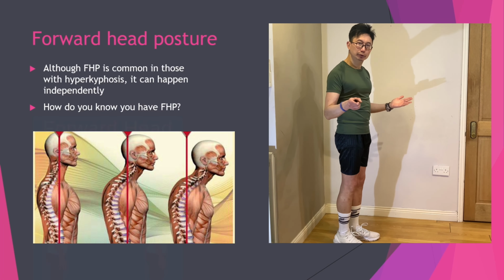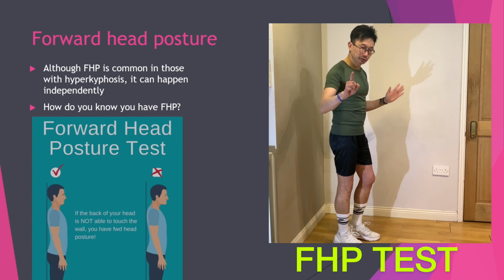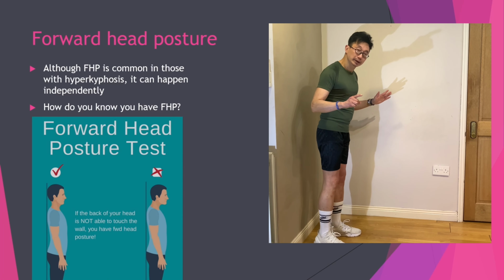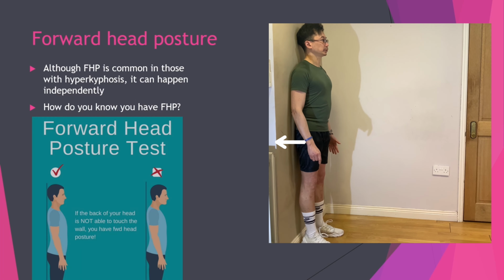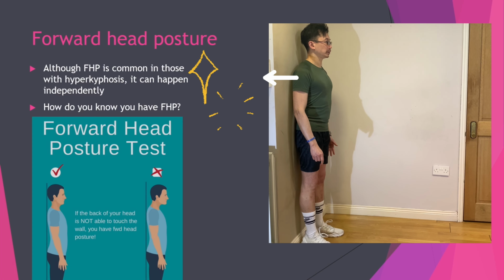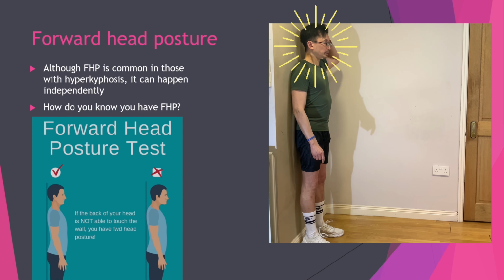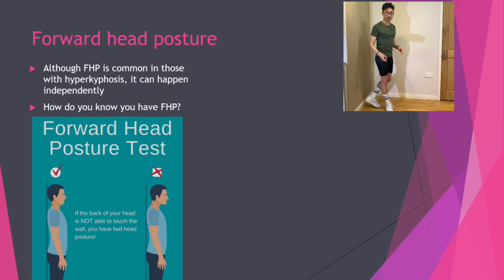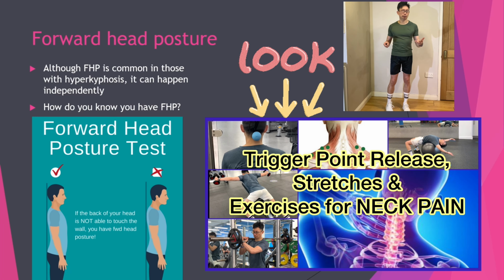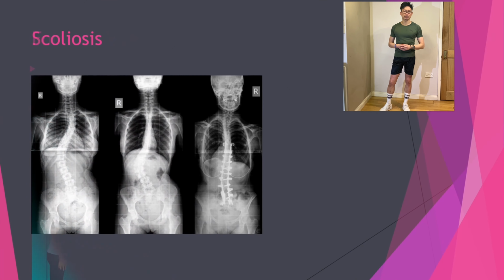So how do you know if you have forward head posture? Now let's do a small test. Stand with your back against the wall with your heels positioned shoulder width apart. Press your buttocks against the wall and ensure that your shoulder blades are in contact with the wall. Now check your head position. Is the back of your head touching the wall? If it is not, you have forward head posture and should do your best to correct it. Please take a look at my video on trigger point release, stretches and corrective exercises for neck pain.